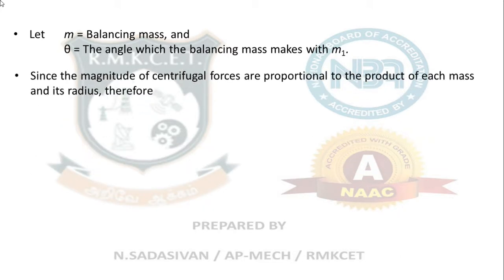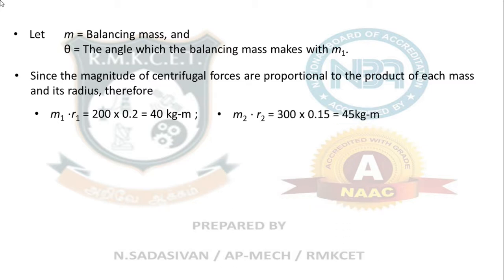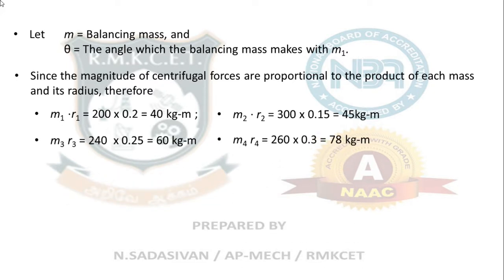Since the magnitudes of the centrifugal forces are proportional to the product of each mass and its radius, as I told you earlier, we are eliminating the omega square from m omega square r. Okay, so that is the centrifugal force value. But we are eliminating the omega square because all the omega square are equal. So if you eliminate that, these answers are proportional and are very legible to be used in calculation. So M1 R1: 200 into 0.2, 40 kilogram meter. I am going to find out the moment, mass into perpendicular distance. Okay, moment. M1 R1, M2 R2: 300 into 0.15, 45. So M3 R3: 240 into 0.25, 60. M4 R4: 260 into 0.3.